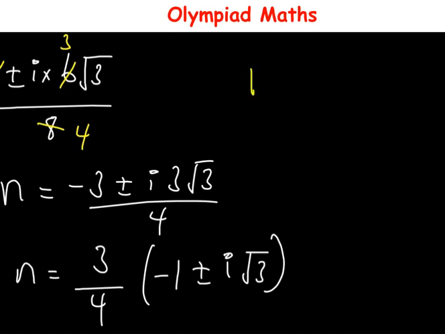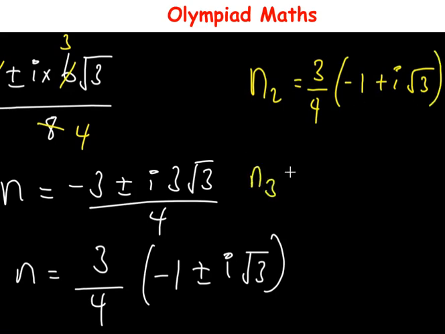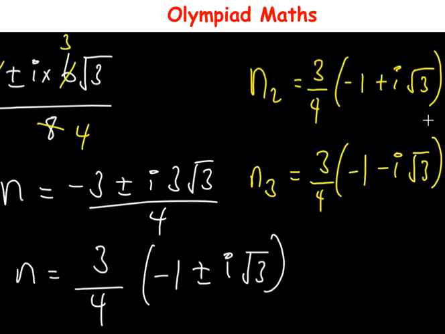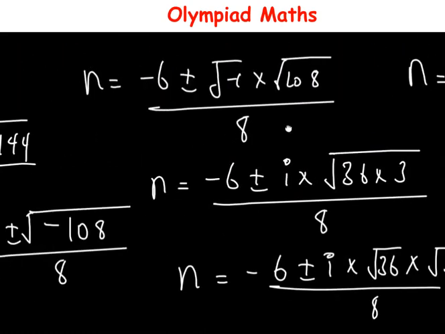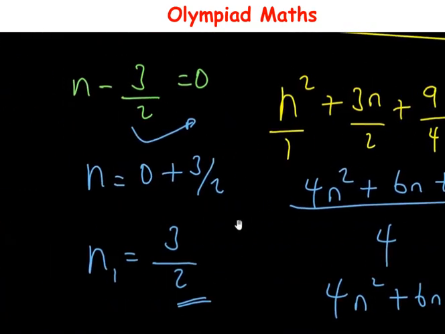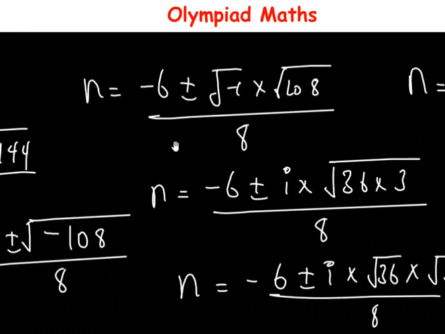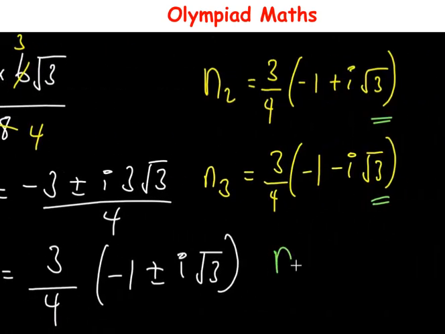So with this, the value of n2 is equal to 3 over 4 multiplied by minus 1 plus i times root 3. And the value of n3 is equal to 3 over 4 multiplied by minus 1 minus i times root 3. So we've gotten the second solution and the third solution for the value of n. And the first solution right here, we got the value to equal 3 over 2. So n1 equals 3 over 2. So these are the three solutions for the value of n. We have one real solution and two complex solutions for the value of n.